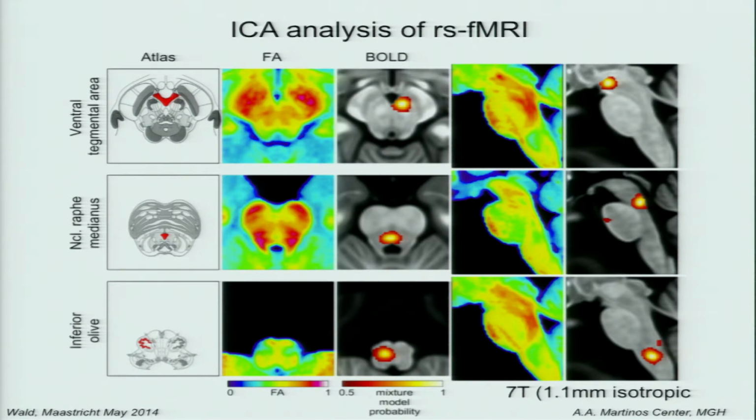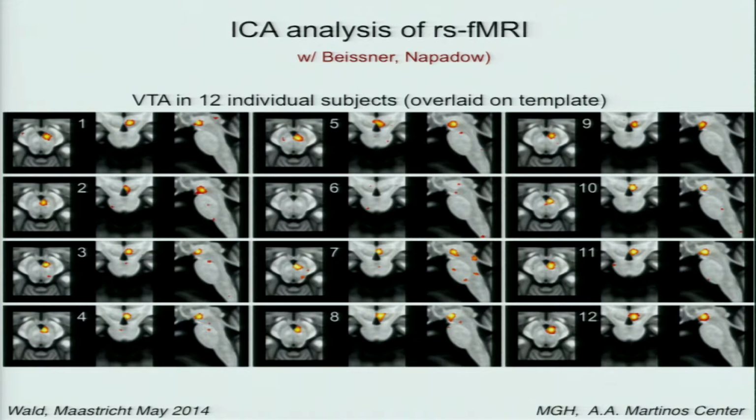And some people say 70, that's way too many. It's actually right about what the ICA analysis predicts it should be. And in the brainstem, there's 500 down there. There's no shortage, so it's not a crazy number. Here's 12 individual subjects showing the VTA in each of the 12, absolutely reproducible in individuals. And the only one that didn't show it was number 6. I have no idea what went wrong there.